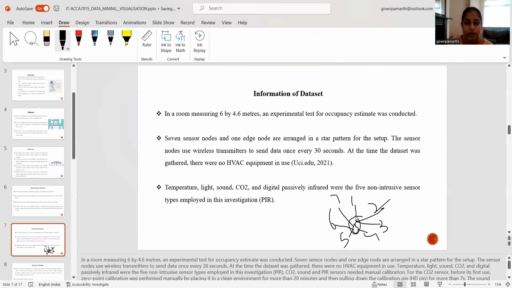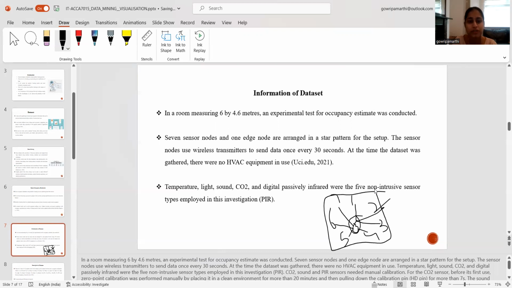The sensor nodes are wireless transmitters. This is a certain room measuring 6 by 4.6 meters. In this room, we placed 7 nodes and 1 edge sensor. These are the wireless transmitters, and the data will be transmitted. Each node transmits data every 30 seconds. The first sensor sends the information to the edge node every 30 seconds, the next one also sends its data to the edge node every 30 seconds. So every 30 seconds, each sensor sends its information.